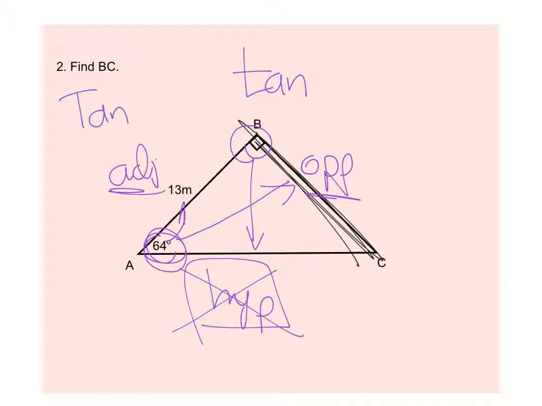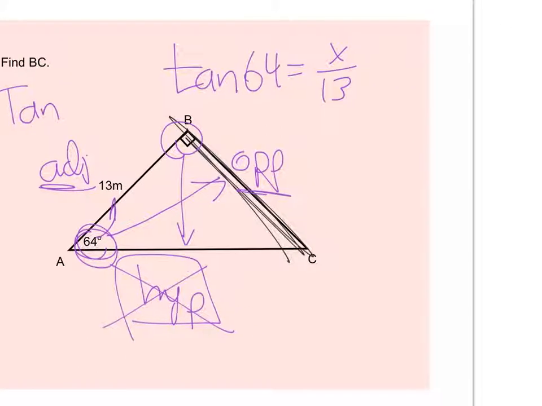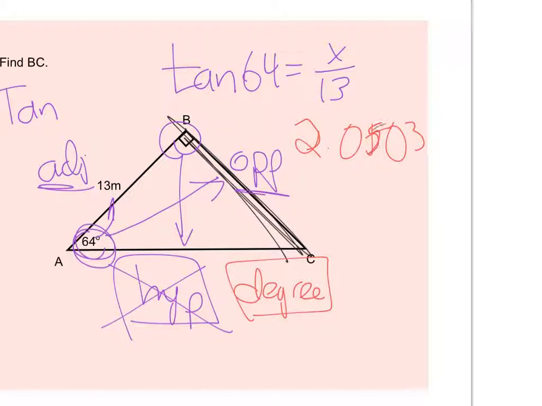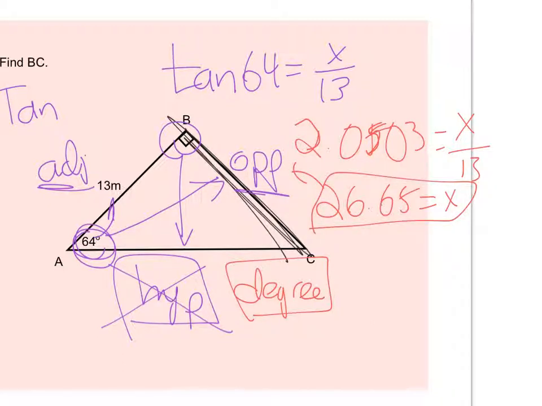So I've got the tangent of 64 equal to the opposite side, x over 13. Remember, make sure that the calculator is in degree mode. Now tangent of 64 is going to be 2.0503, that's a 5, sorry, equals x over 13. So take your answer times 13, and it's going to be 26.65 equals x. So that means this side is going to be about 26.65. Okay, that's all I got for that.